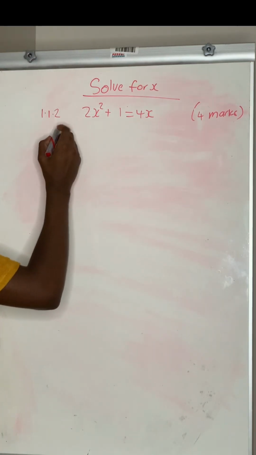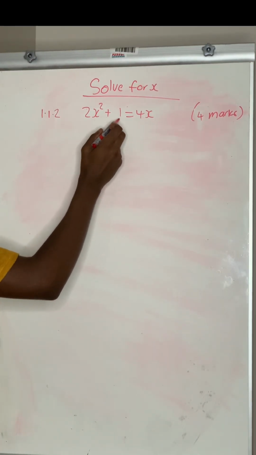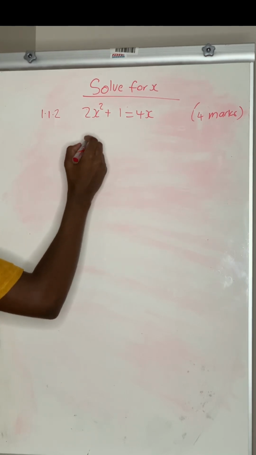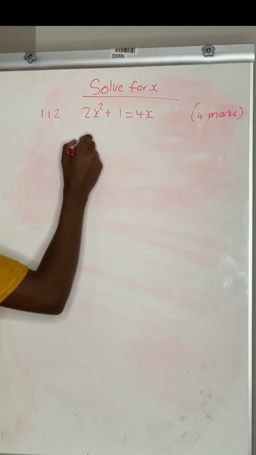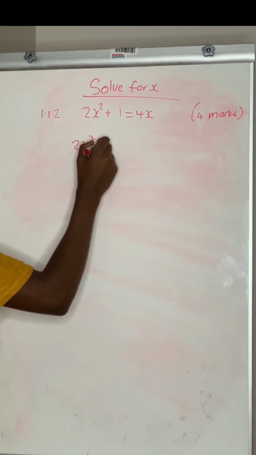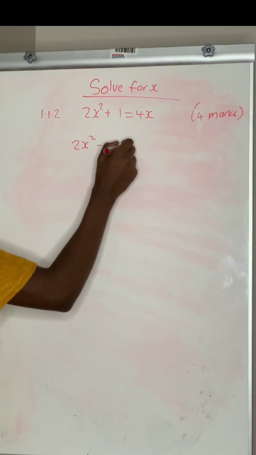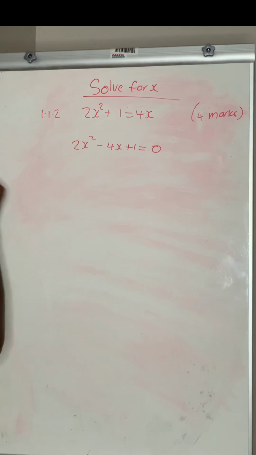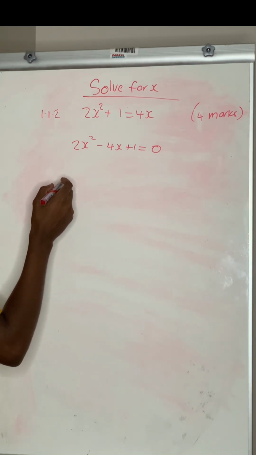So let's solve for x, 1.1.2: 2x squared plus 1 is equal to 4x. So this is 4 marks. Let's first write this in standard form. So it's going to be 2x squared minus 4x plus 1 is equal to 0. And then from here we're going to use something that we call our quadratic formula.